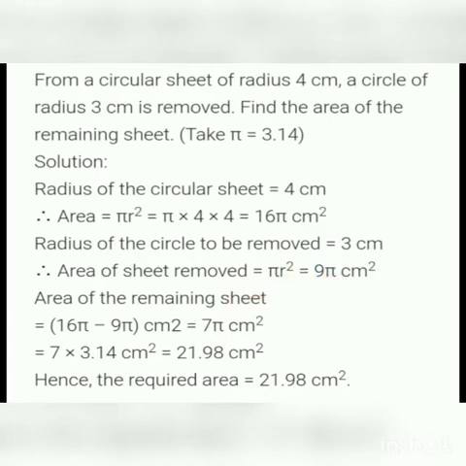Now what is the remaining area we have to find? This is the larger circle's area. This is the smaller circle's area. If we subtract these two, we will get the area. So the area of the remaining sheet is 16 pi minus 9 pi. Here pi is common, so taking pi outside, what do we have? 16 minus 9. Pi is common in both, isn't it?